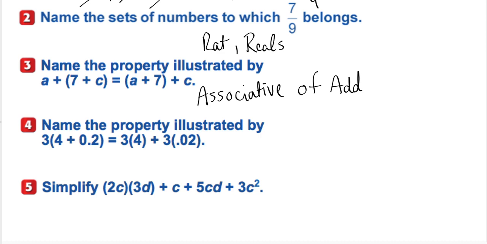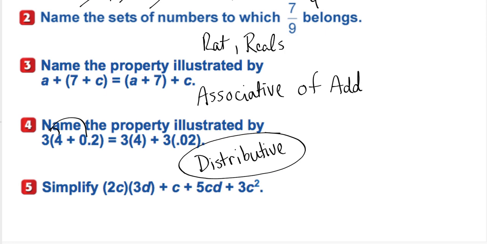Okay. Number 4, what's going on? Well, we have 3 times 4, 3 times 0.02, or 0.2. Ooh, there's a typo there. That should be 0.2, not 0.02. We are distributing that. So this is just the distributive property. And distributive is not an addition or multiplication; it's just the distributive property. And then for the sake of time, let's skip number 5. If you did that, I'm sorry. We're going to skip it.